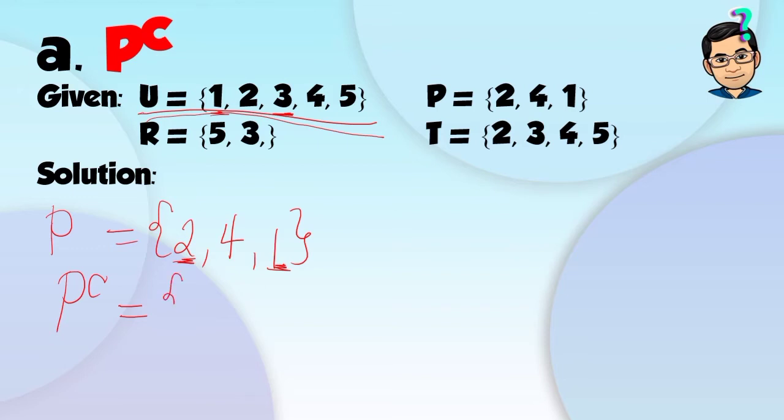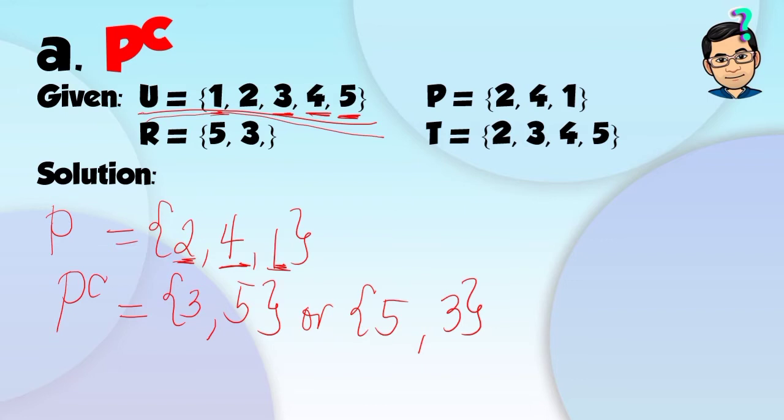So, isa siya sa mga elements ng P complement. What about 4? So, ang 4, okay. And then, the last element, 5. Wala din po siya sa set P. So, P complement, ang sagot niya is 3, 5. Or again, you can write it as 5, 3. Don't forget to write braces.